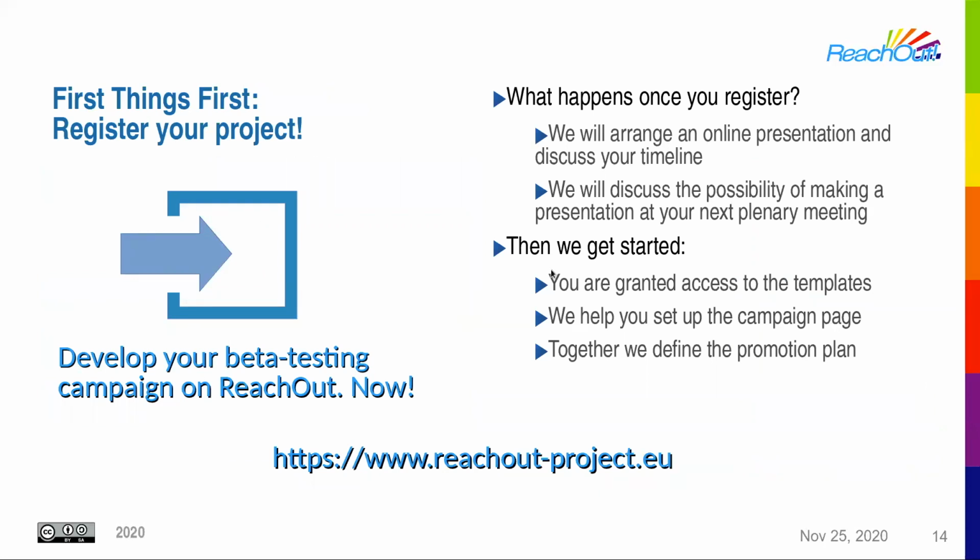So how do you get started? We've tried to make the ReachOut Beta Center as easy to use as possible. So all self-service, and you can go to the ReachOut project website and register your project. However, typically we're here to help. So what we'll do is we will set up a call with you to make sure that you're okay, whether you need any help. We can also help you go through the entire ReachOut methodology and help you implement your beta testing campaign. So we're here to help, which is what we are, because we're a coordination and support action. So we're here to help other projects.